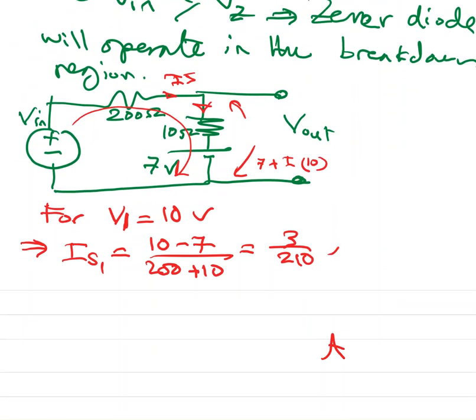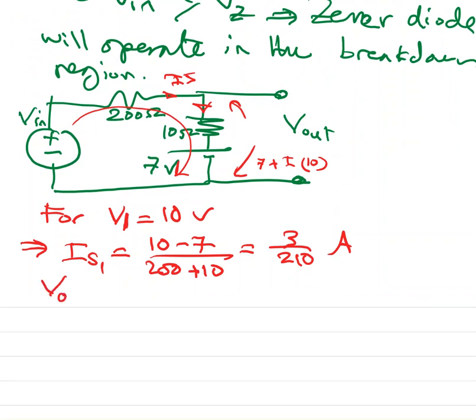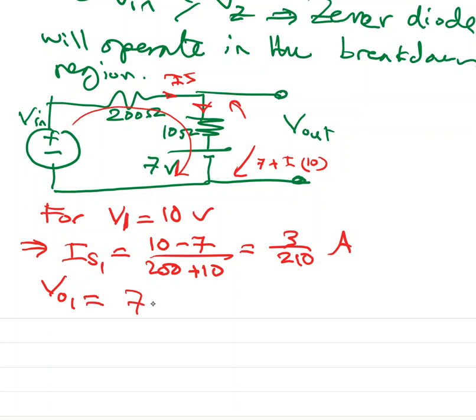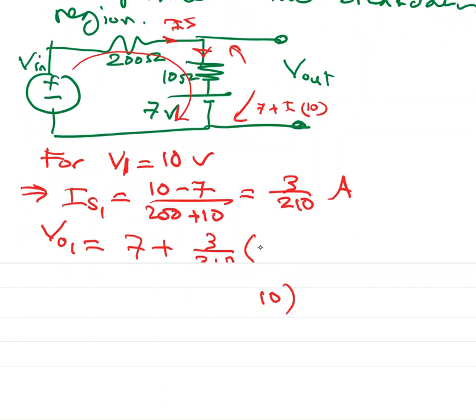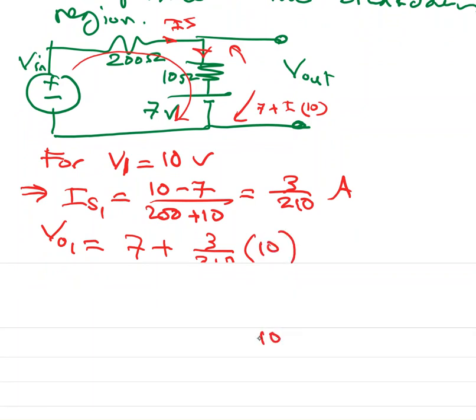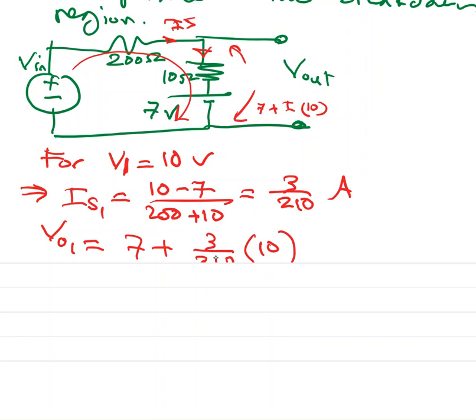Therefore, the voltage V output 1 will be equal to 7 plus 3 over 210 multiplied by 10. I will just take this with this, and then this will be 1 over 7, and this would be 7.14 volts.